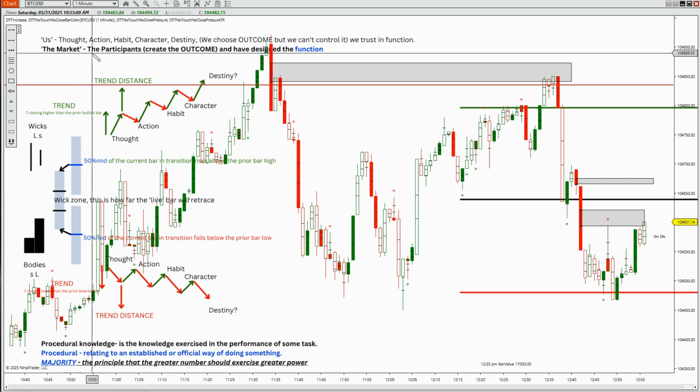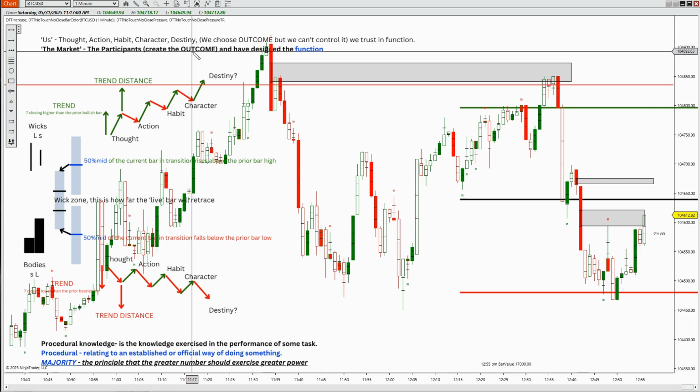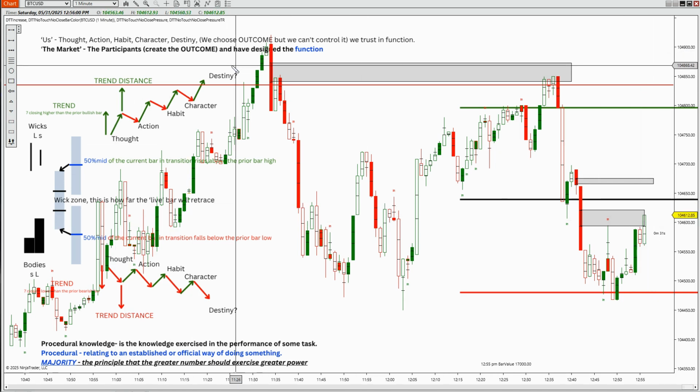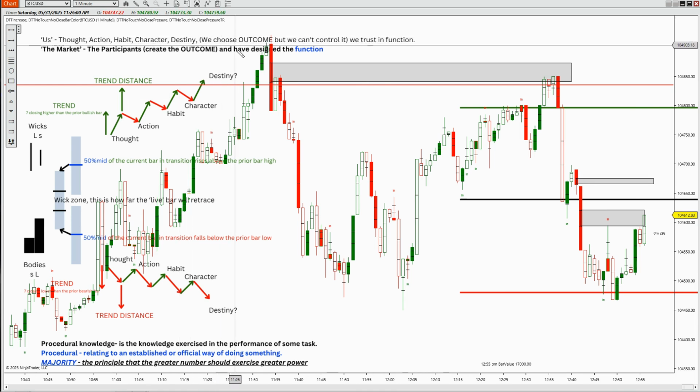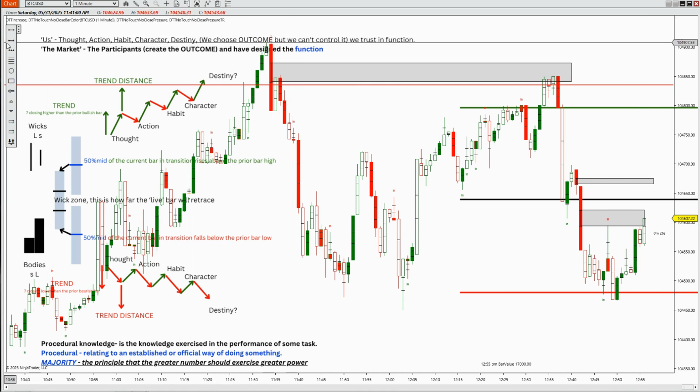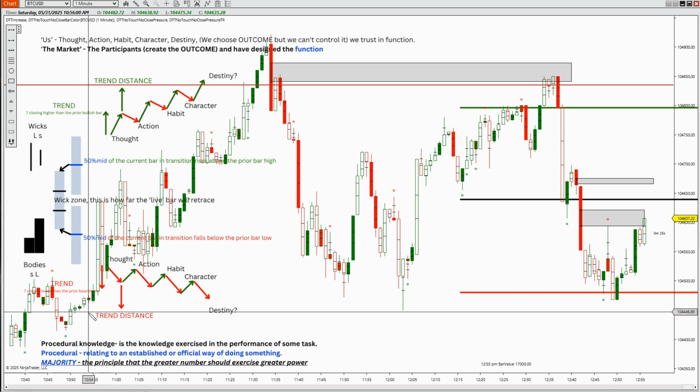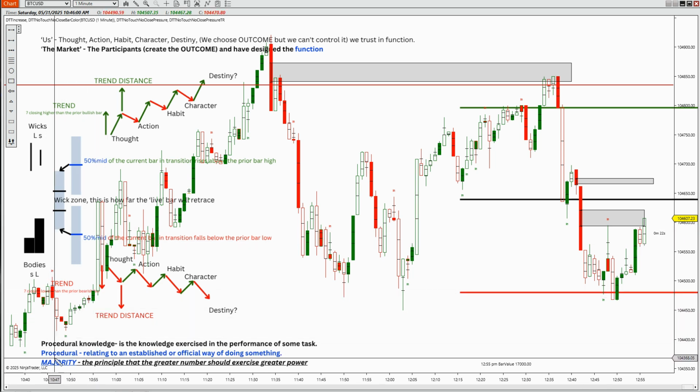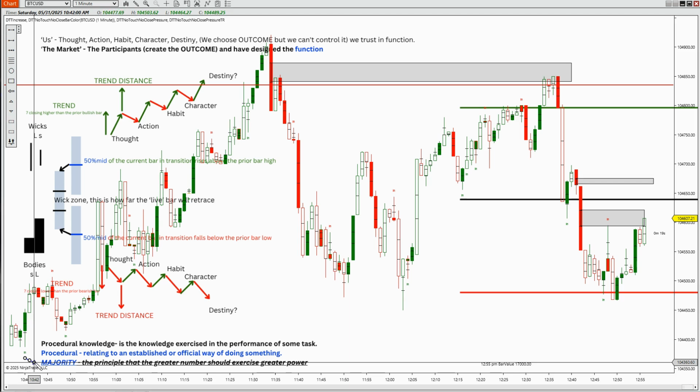All right. Well, the market doesn't perform in that manner. The market has participants that create the outcome. So the thing that you're seeing with these candles is them creating the outcome and having designed the function. Now, what is the function? Let me tell you about this really quickly here. The function is majority. All right. So anything in blue is the function.